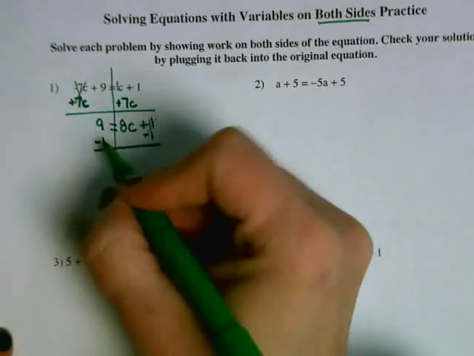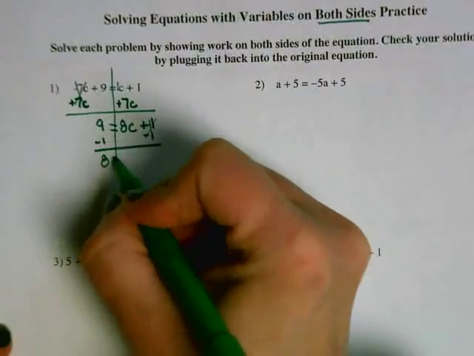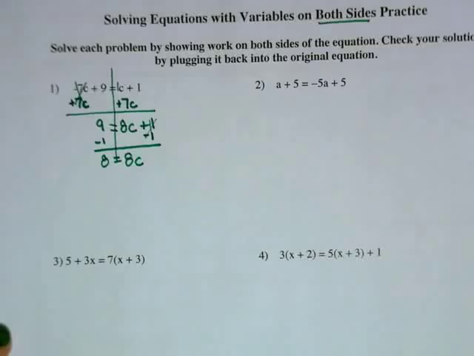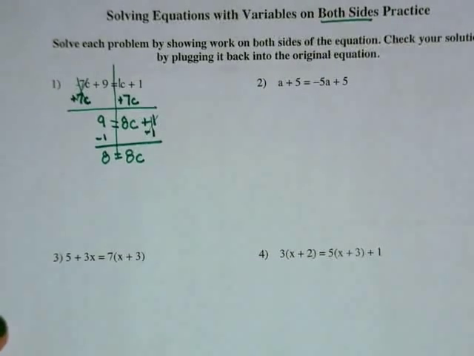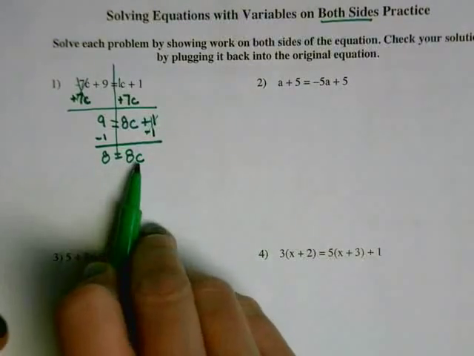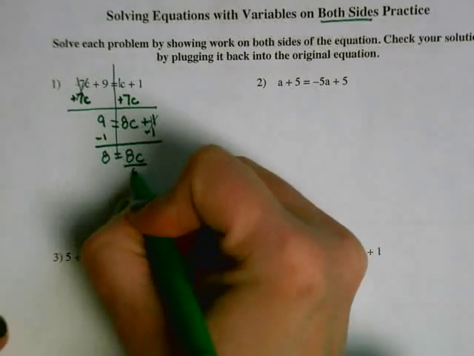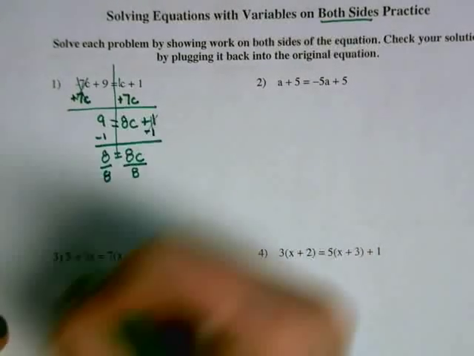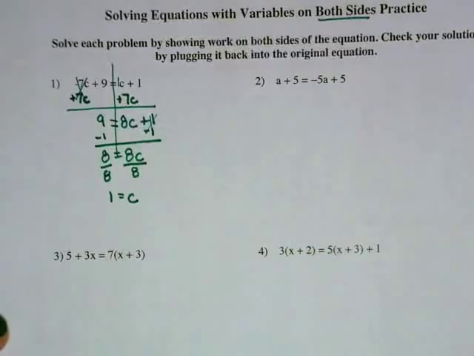And 9 minus 1 is 8 equals 8 c's. At this point, I still need to get that c all by itself. So to get rid of 8 times, I divide by 8, and I get 1 equals c.